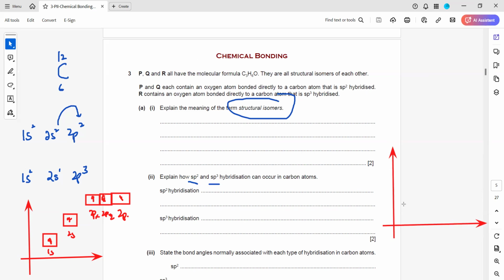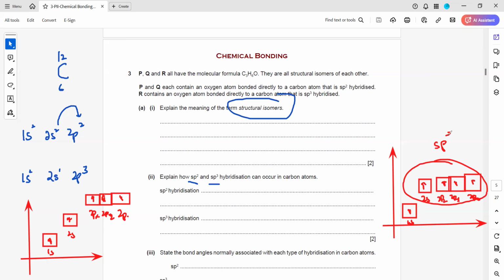Means 1s energy does not change. One of the 2s in sp3 hybridization, what actually happened? They all have the same energies. This is what happened in sp3 hybridization. This is 1s, this one is 2s, this is 2px, 2py, 2pz. So they all have the same energies. What we call this hybridization, we call sp3 hybridization.